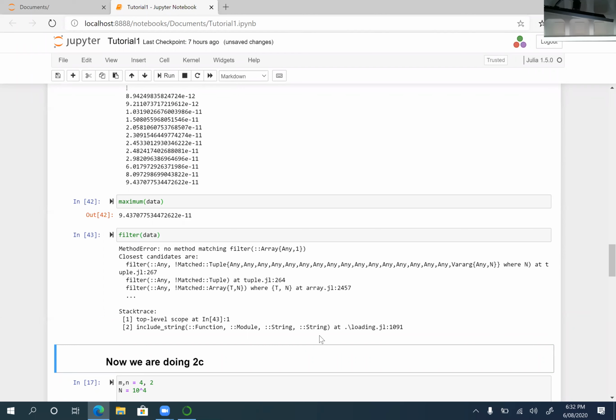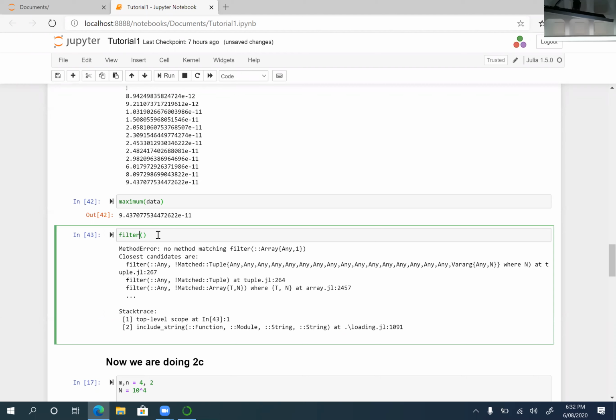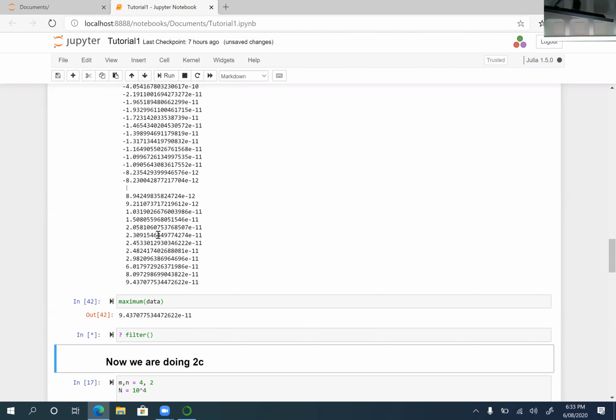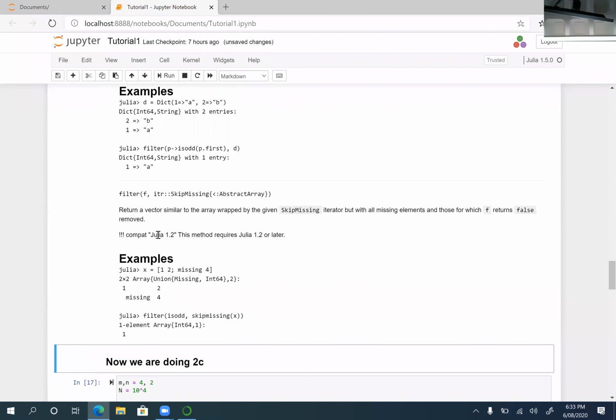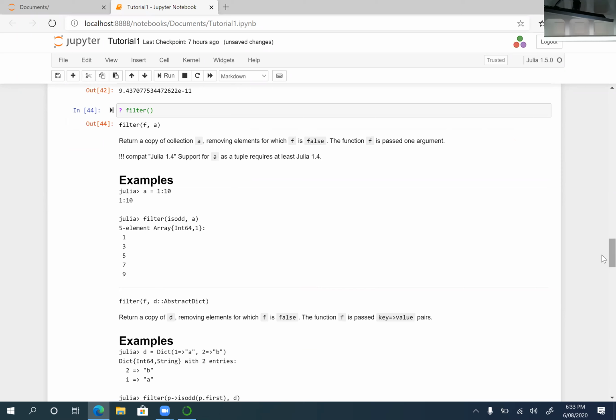So what I would need to do then is look that function up. Okay, so let's try looking up the function. So I think how I do that, if I remember right, is I put a question mark and the space and the name of the function. Shift enter. And so that's running. Okay, and now we see all the documentation on that function. So let's have a look at that. So at the top, filter f, a, return a copy of collection A, removing elements for which f is false. Okay.